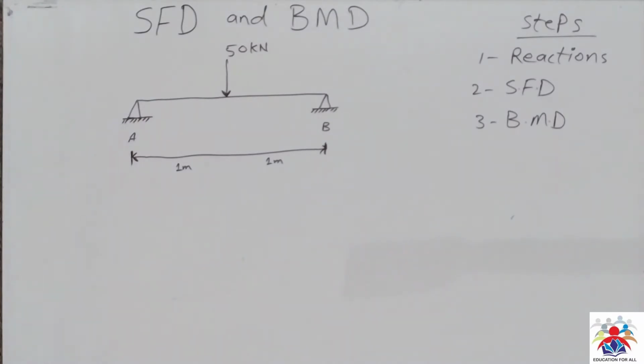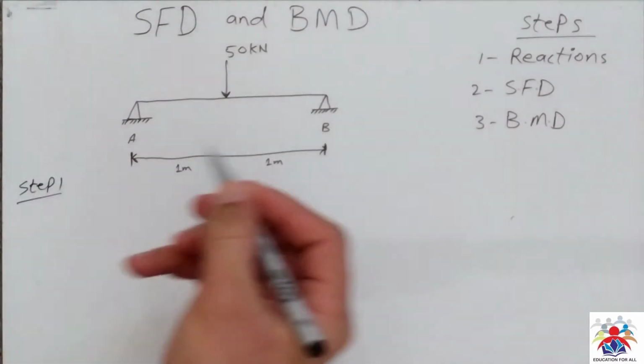In this video, I am going to explain how to draw the shear force and bending moment diagram of the following diagram. As you can see, this is a simply supported beam with a point load acting in the middle of the beam. So this beam is called a symmetrical beam. First of all, I have to calculate the reactions, then the shear force diagram, then the bending moment diagram. So in total there are 3 steps to solve this kind of question.